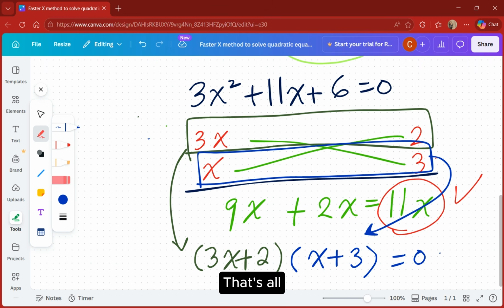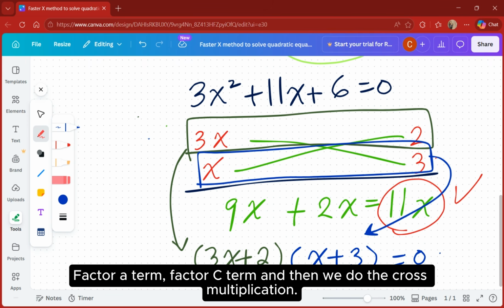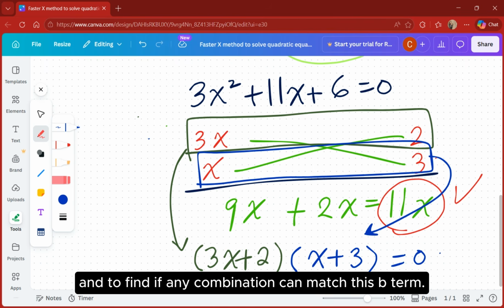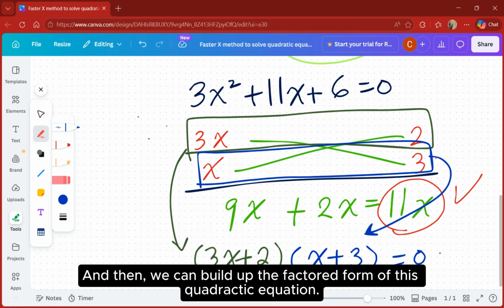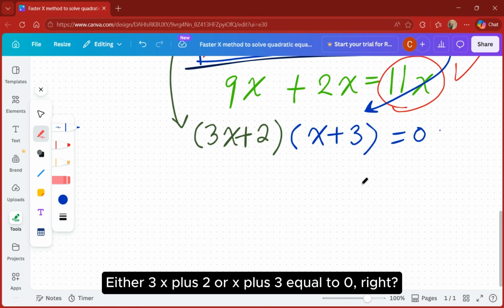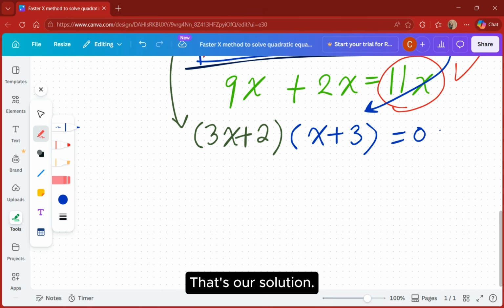That's all. Keep in mind the steps. Factor the a term, factor the c term, and then we do the cross multiplication to find if any combination can match this b term. And then we can build up the factor form of this quadratic equation. Either 3x plus 2 or x plus 3 equal to 0, right? That's our solution.